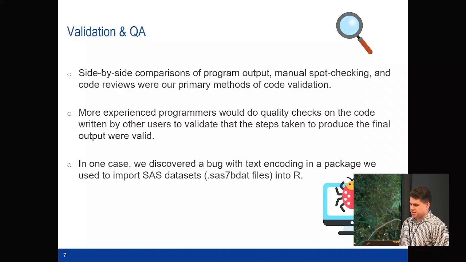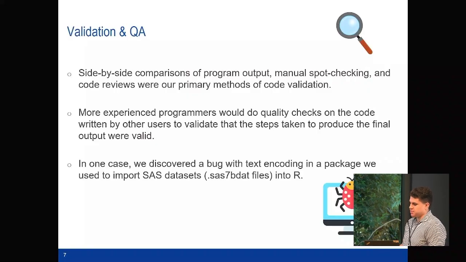So for our validation and quality assurance, to make sure that our R code was producing the same results as our SAS programs, we used a combination of 3 approaches. We would do side-by-side comparisons of program output, manual spot checking of maybe specific estimates or specific records, and then we would do code reviews with a more experienced programmer and a beginner user walking through together the work that they were converting.